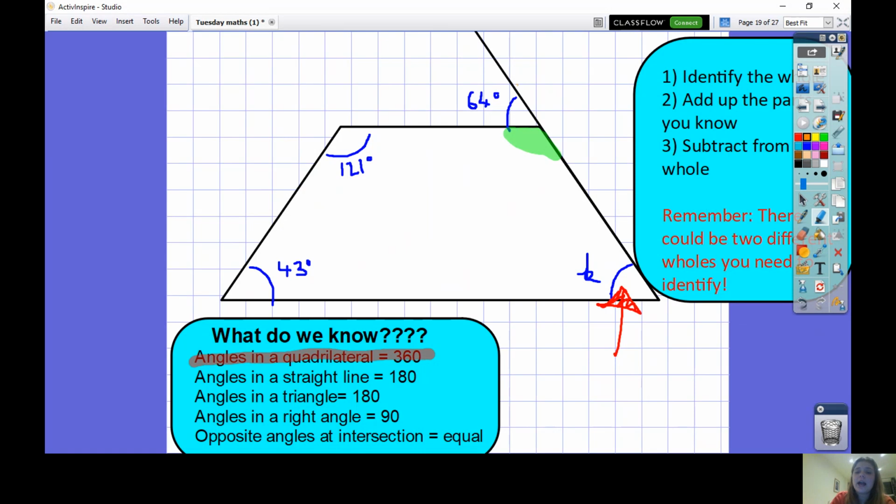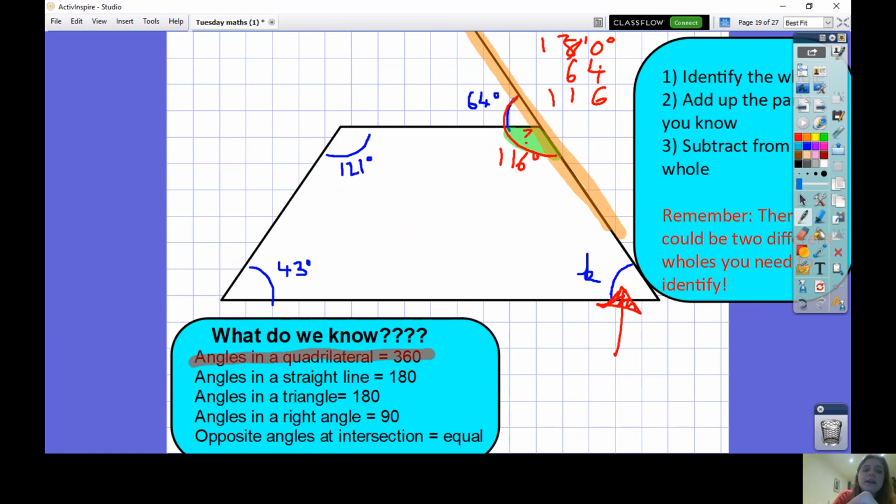Well done if you spotted angles on a straight line here. Okay, angles on a straight line we know is equal to 180 degrees. So I need to do 180 degrees, take away 64 degrees to find that missing interior angle. It's 116 degrees. Now I know that's 116 degrees, I can easily find angle B. I just needed to find this one first.